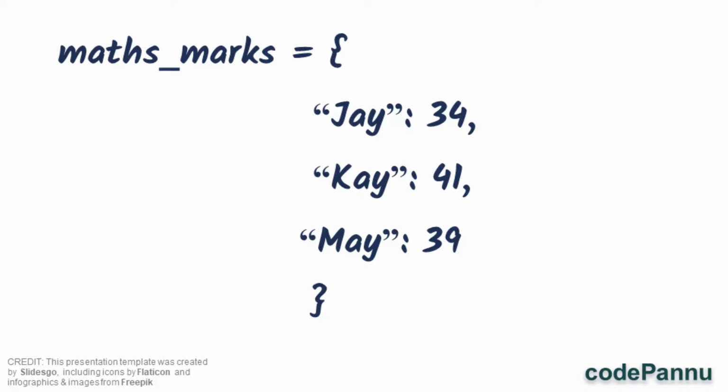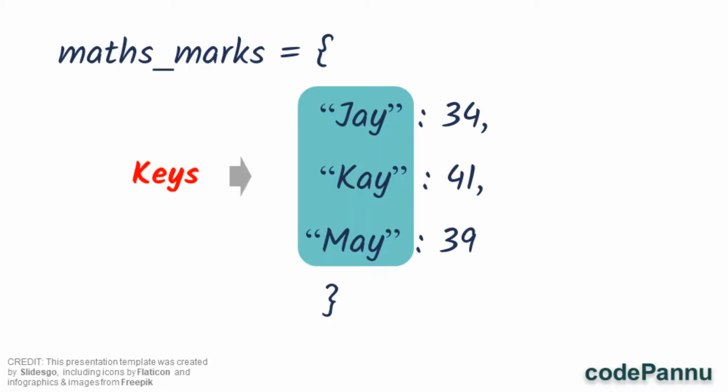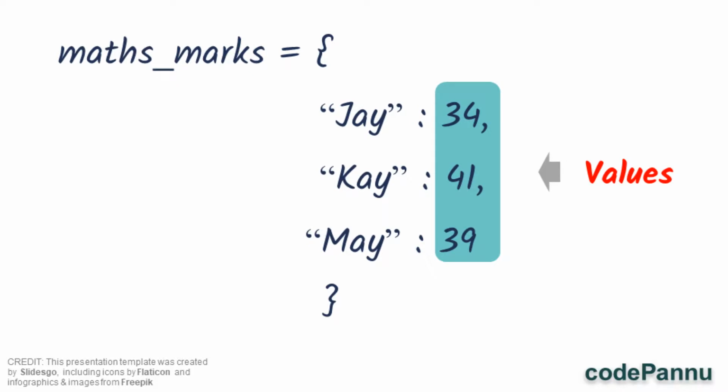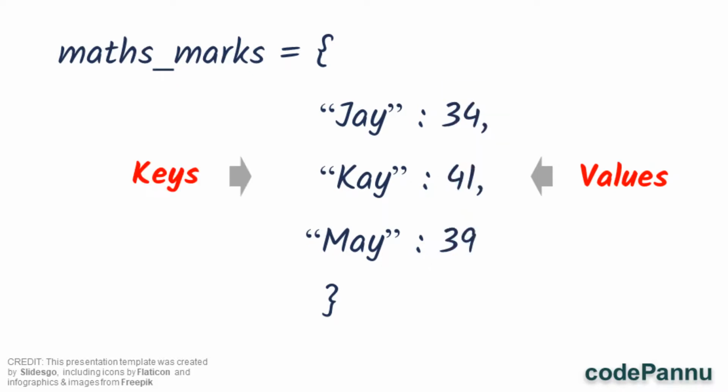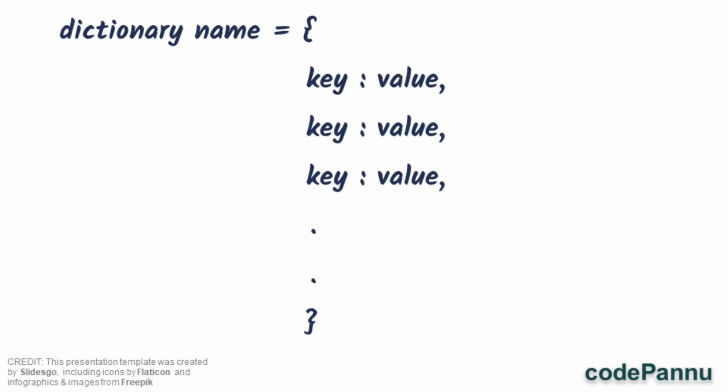So let me explain this again. Marks is a dictionary. Inside the dictionary, we have names like May, K, J, etc. These are called the keys, and the actual mark value is called values. So May, J, and K are called keys. 34, 41, 39 are called values. So the syntax for dictionary in Python is as given here.